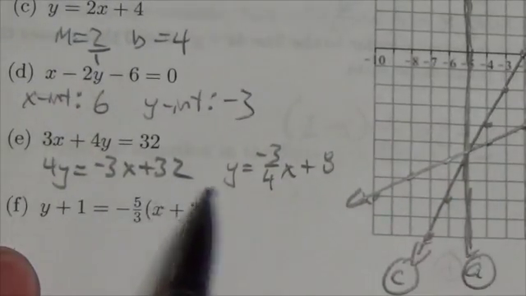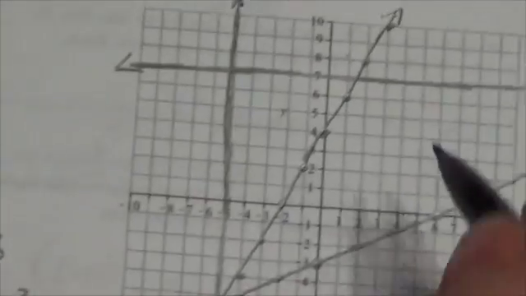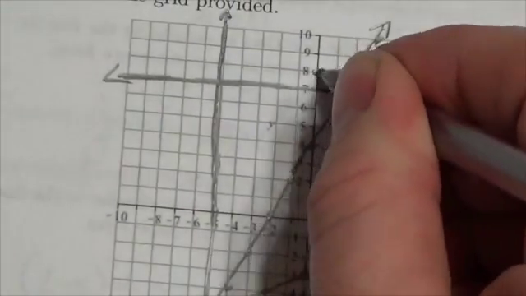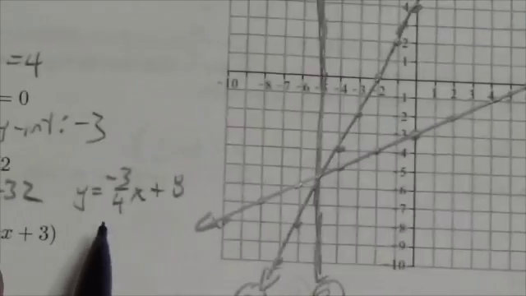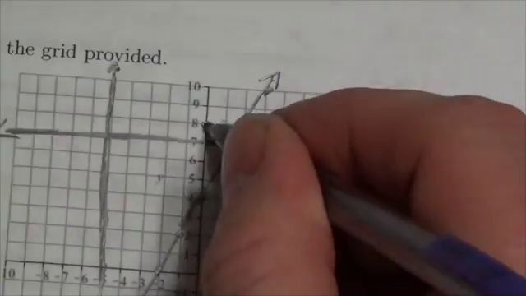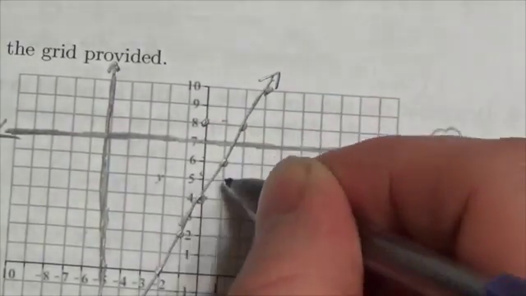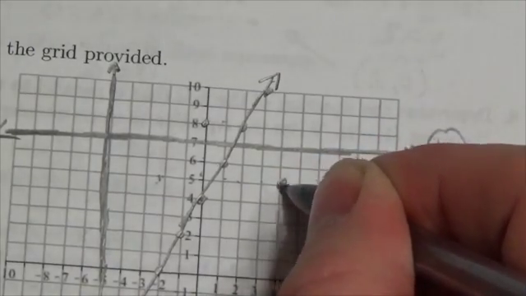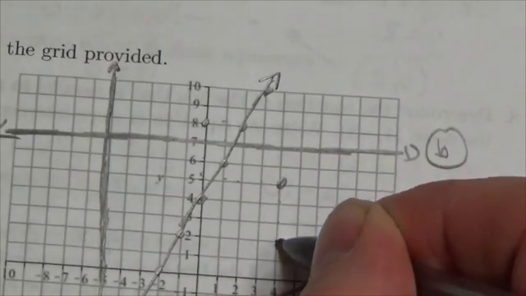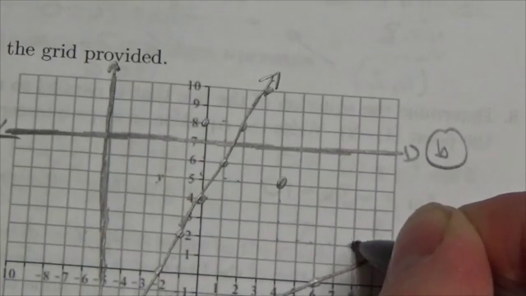And so now this is going to have a y-intercept of 8, and then a slope of negative 3/4, meaning down 3 over 4. So from 8, I'm going to go down 3, 1, 2, 3, over 4, 1, 2, 3, 4. Down 3, over 4 again.